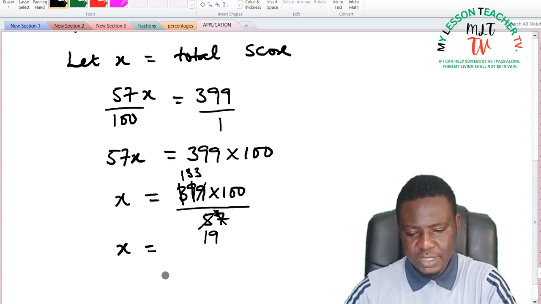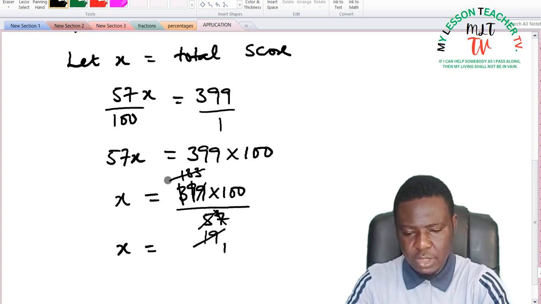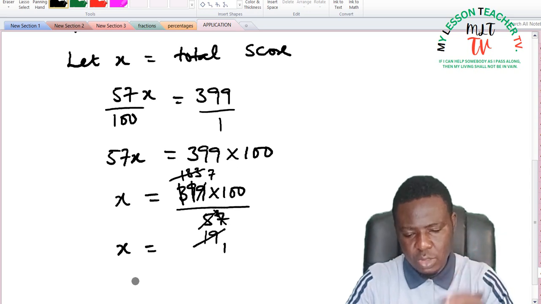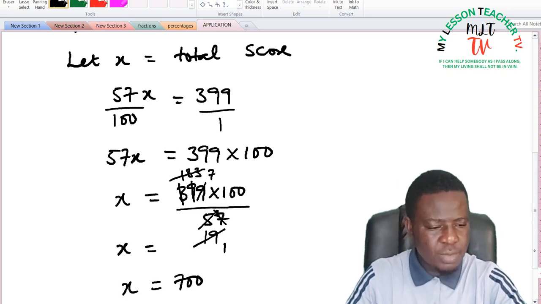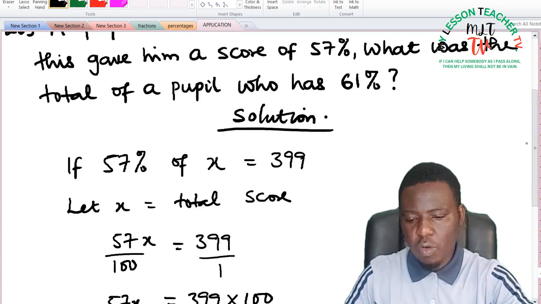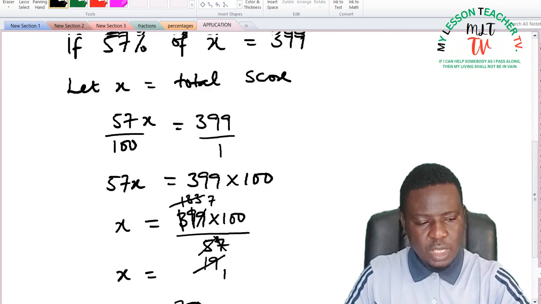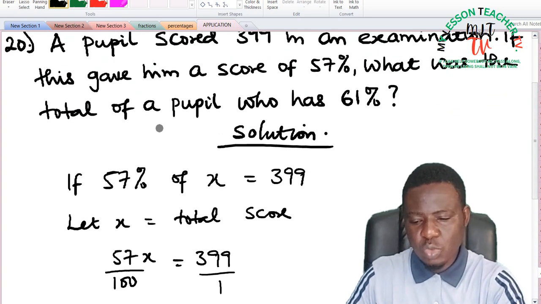Can we simplify this further? 19 can go into itself 1 time and into 133 7 times. So we have it that x is equal to 7 times 100, which is equal to 700. So what that means is that the total score is said to be 700. So the question now says, what was the total score of a pupil who scored 61%?